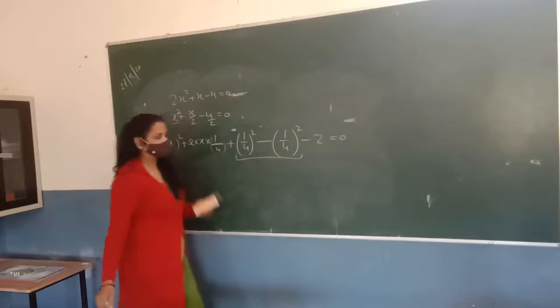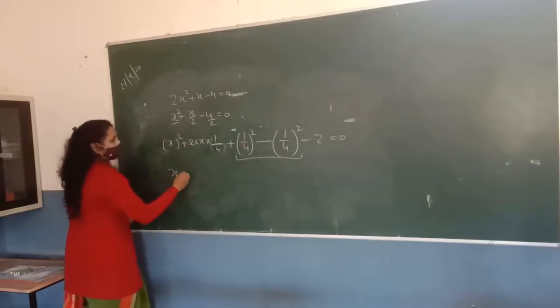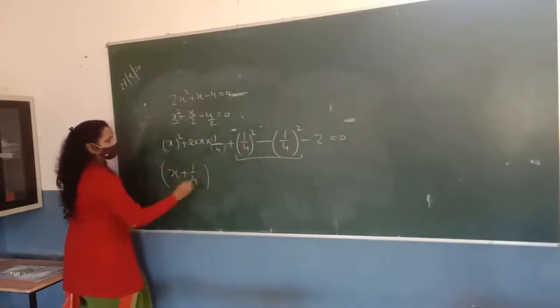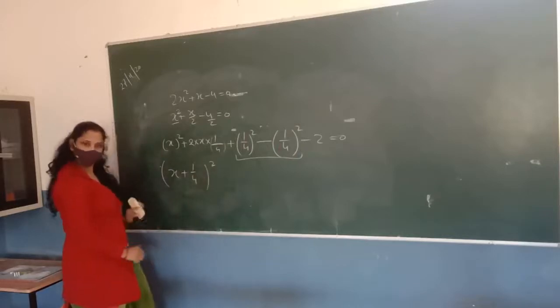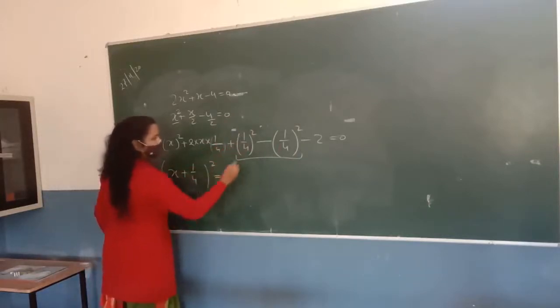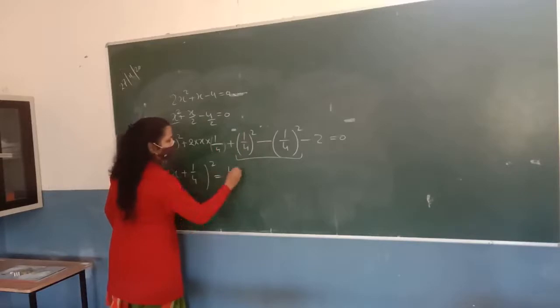-2 = 0. It is x plus 1 upon 4x whole square. Okay, और इसको इधर ले जाइए इस तरफ, तो it will be 1 upon 4.